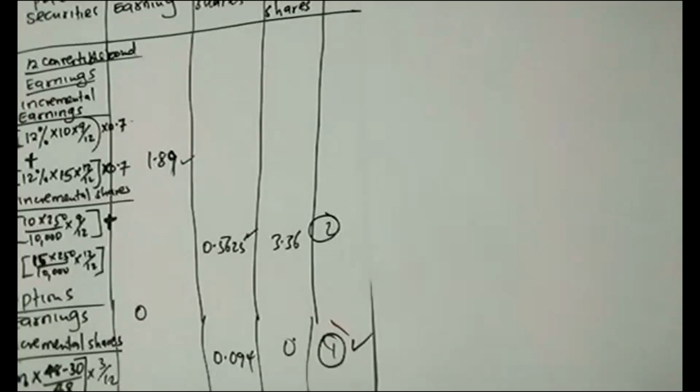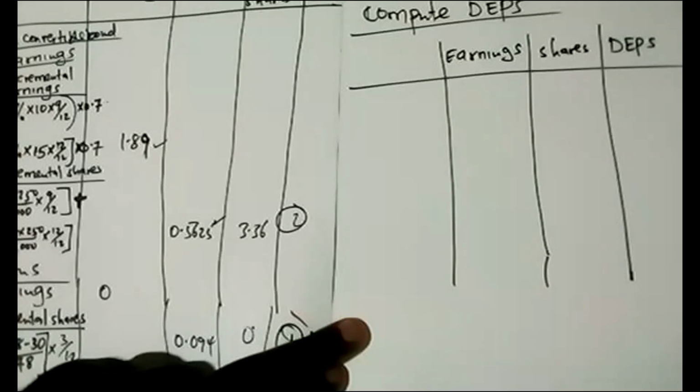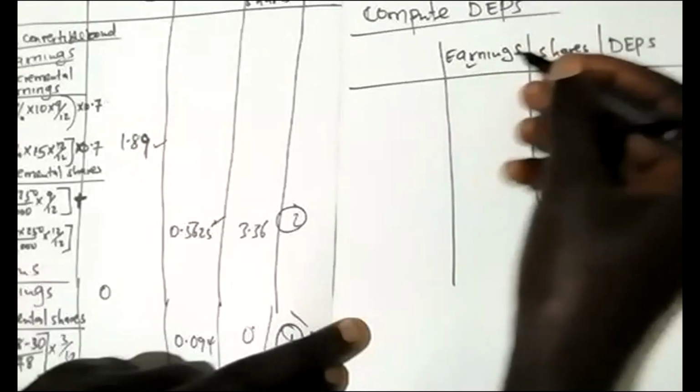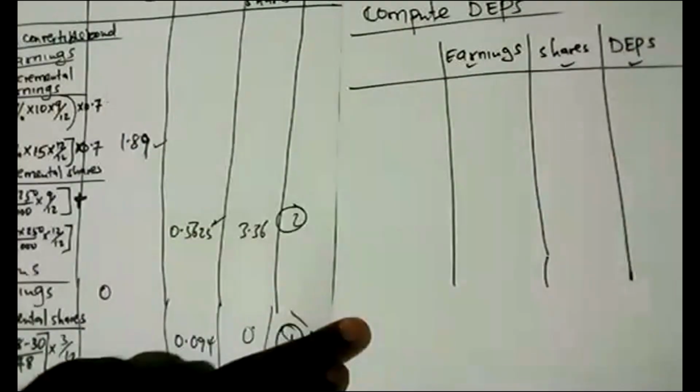How are we ranking? I thought the 3.36 should be the first one. You rank from the risk. Oh, the 0. Okay. Now we compute diluted earnings per share here. So we have earnings, shares, and diluted earnings per share.